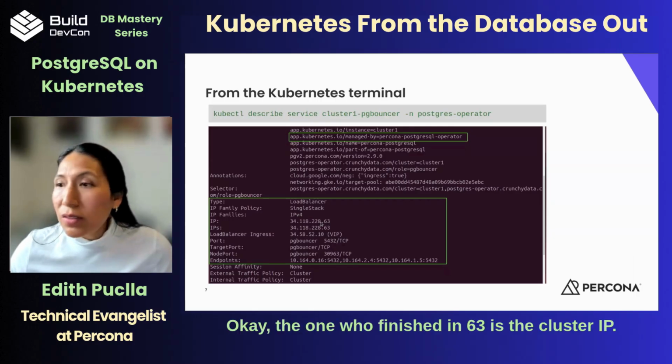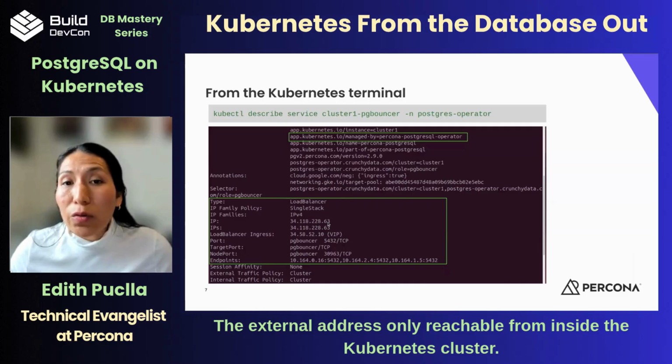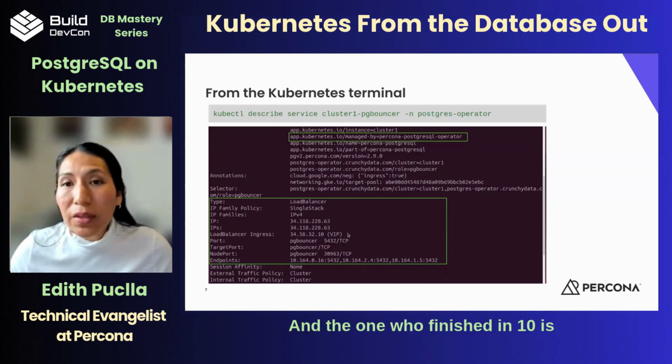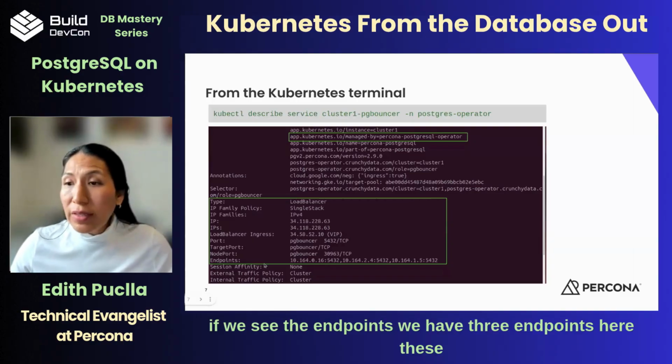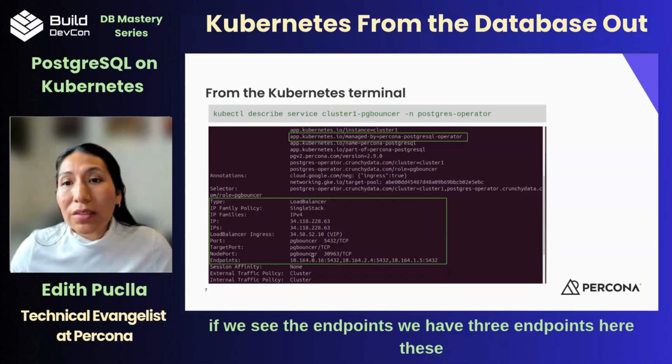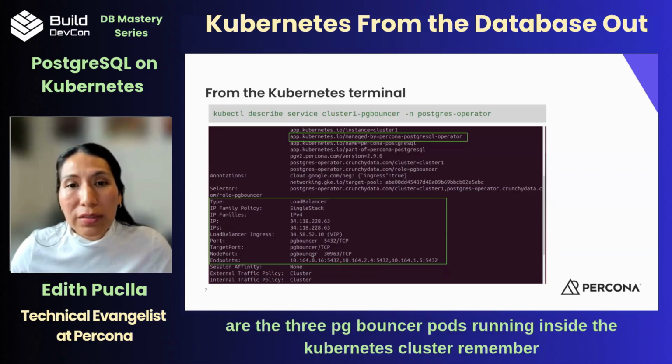Okay, the one that finishes in 63 is the cluster IP, the internal address only reachable from inside the Kubernetes cluster. And the one that finishes in 10 is the load balancer external IP. That is the one we used from our laptop with psql. And if we look at the endpoints, we have 3 endpoints here. These are the 3 PgBouncer pods running inside the Kubernetes cluster.